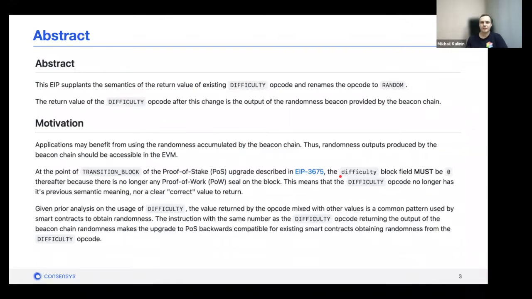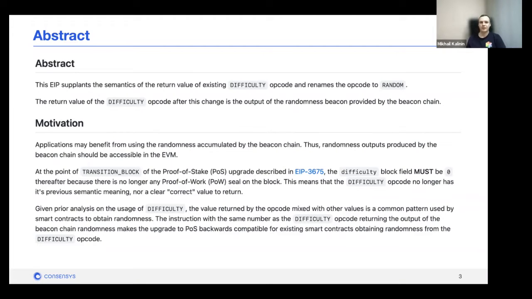What this EIP is about is basically the specification says that the return value of the difficulty opcode that exists today is going to be supplanted by the output of the randomness beacon provided by the beacon chain. And this will take effect since the merge, since the transition block. So it will start working after the network is upgraded to proof of stake, literally with the first block produced in the proof of stake network.